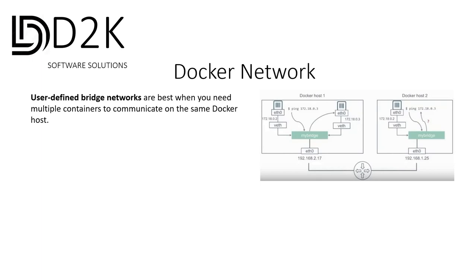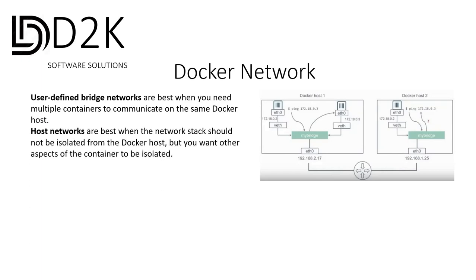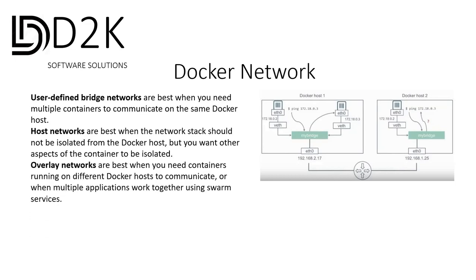User-defined bridge networks are the best when you need multiple containers on the same Docker host to communicate. The second network type, host networks, are the best when the network stack should not be isolated from the Docker host, but you want other aspects of the container to be isolated. And overlay networks are best when you need containers running on different hosts to communicate, or when multiple applications work together using swarm services.